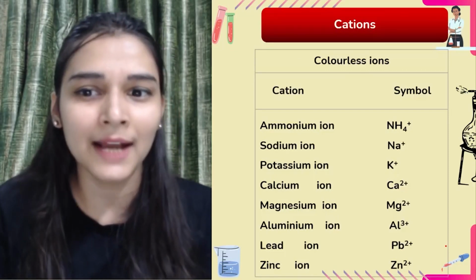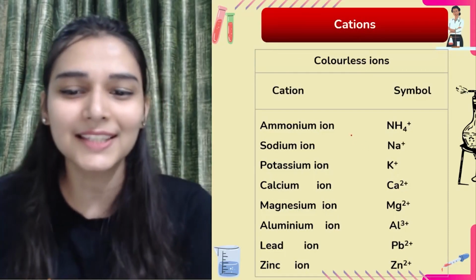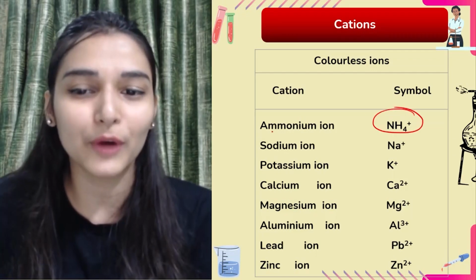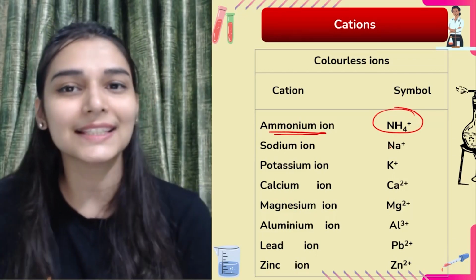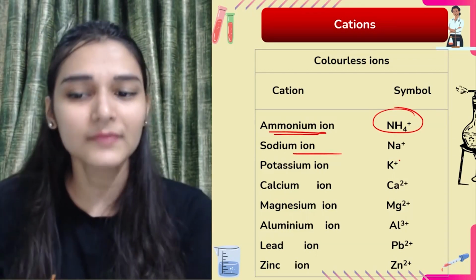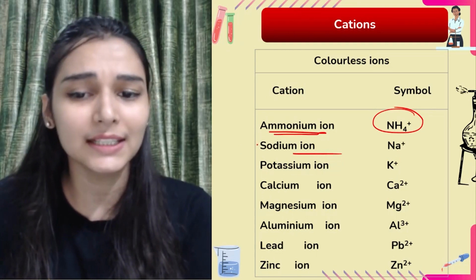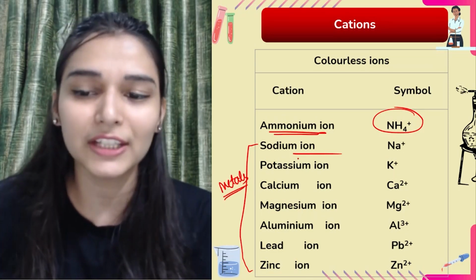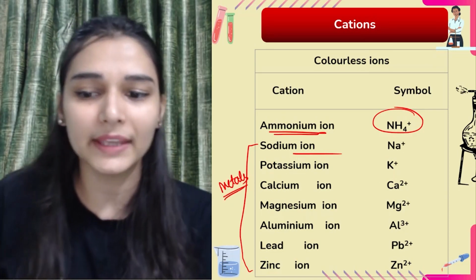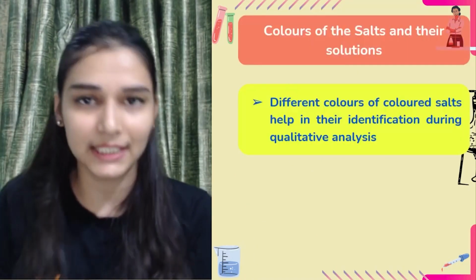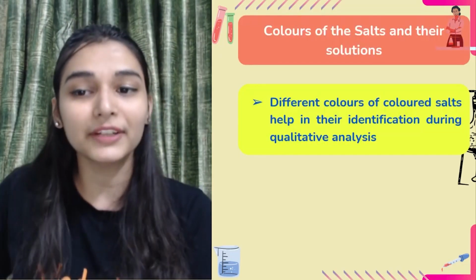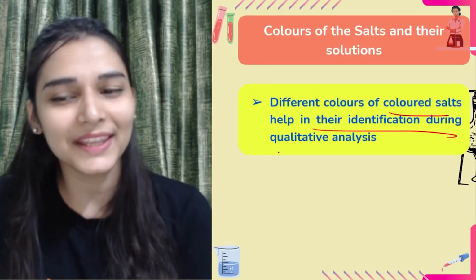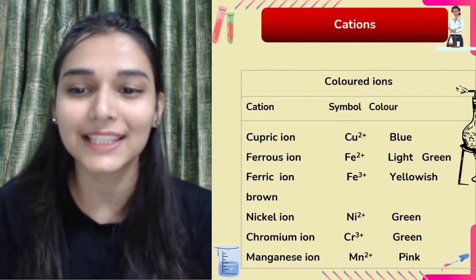Now don't worry, ma'am, how will we remember so many colors? So first of all, you should be aware about the name of the respective cation. This is ammonium ion, sodium ion. So you know that metals make the cations only. Metals make the positively charged ions. So you can see some examples and the respective cation that they are having, and different color of colored salts help in their identification during the qualitative analysis.